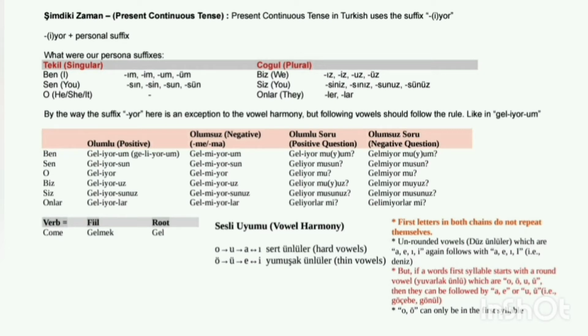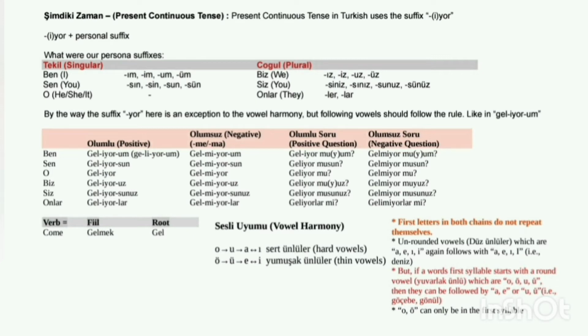What about negative sentences? Adding me and ma, again, this can change according to our vowel harmony. You will see with the examples, and it's changing actually in this example as well. Let's do it then. Gelmiyorum. Me or ma here becomes mi. Gelmiyorum. Sen gelmiyorsun. O gelmiyor. Biz gelmiyoruz. Siz gelmiyorsunuz. Onlar gelmiyorlar. As I have said, ben, sen, o, biz, siz, onlar, we don't have to say. We can just say gelmiyorum, gelmiyorsun, gelmiyor, gelmiyoruz, gelmiyorsunuz, gelmiyorlar.